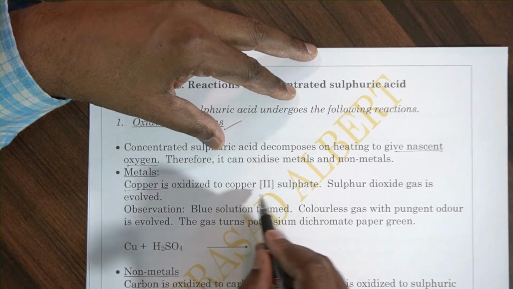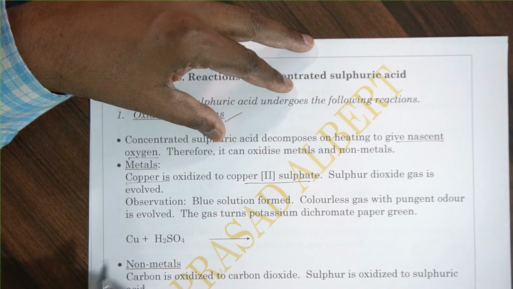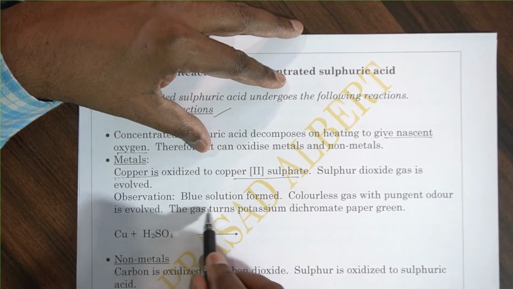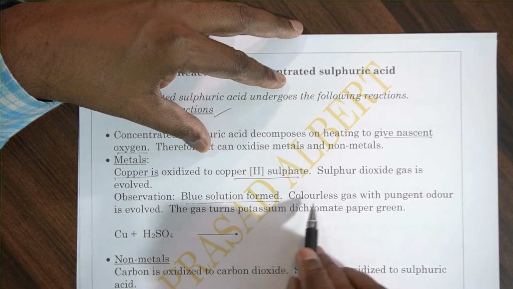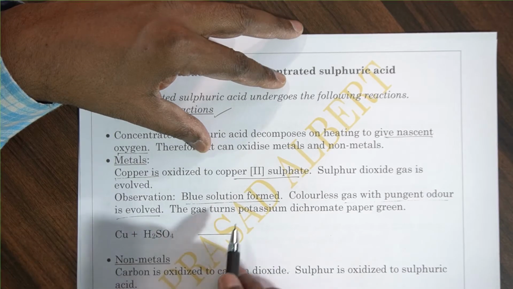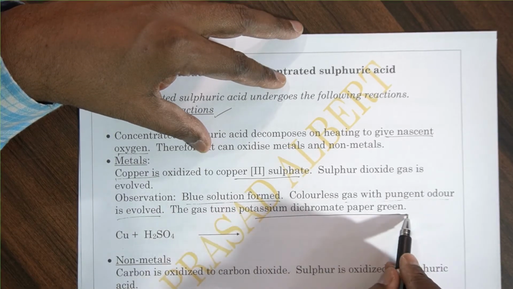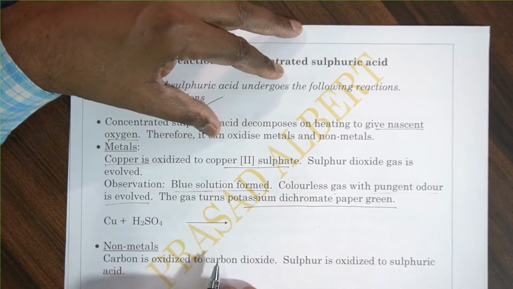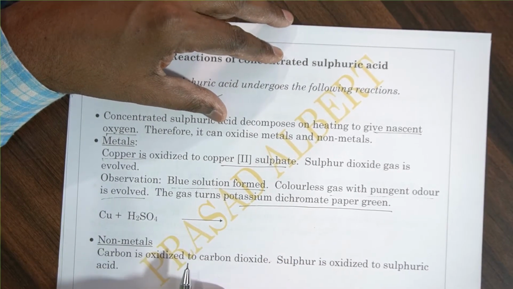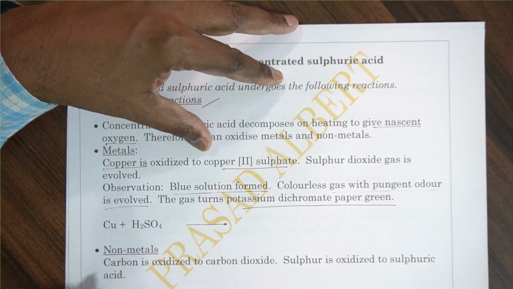So, copper is oxidized to copper 2 sulfate. Sulfur dioxide gas is evolved. So, the observation will be a blue solution is formed. Copper sulfate is a blue solution formed, and a colorless gas with pungent odor evolved, which is sulfur dioxide. The gas turns potassium dichromate paper green. We have already seen under dilute acid also, the potassium dichromate paper turning green is the test for sulfur dioxide gas. Okay, so let's write the reaction.